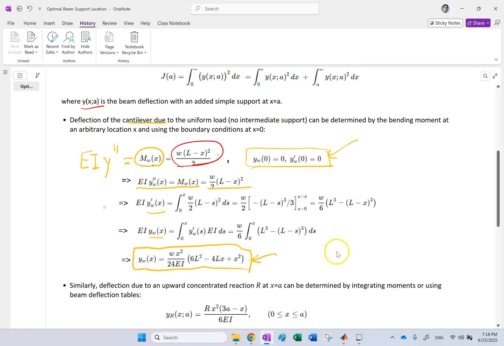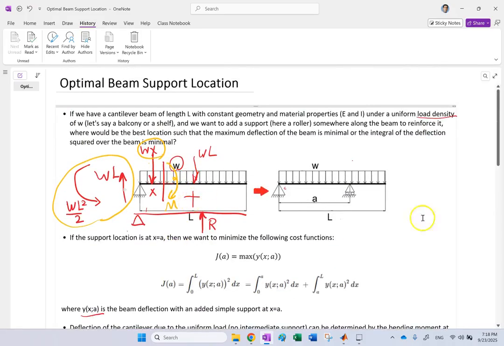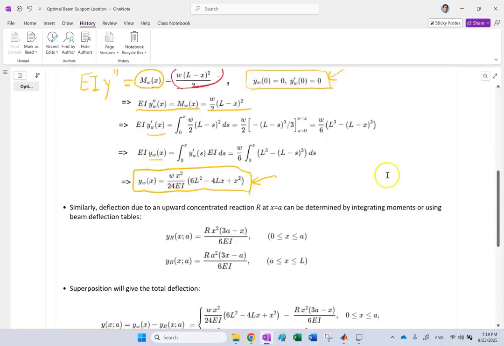And then if I have a load somewhere here in the middle at the distance a, correct? So if I have a load like R, I can also do a similar procedure and find the y as a result of that.